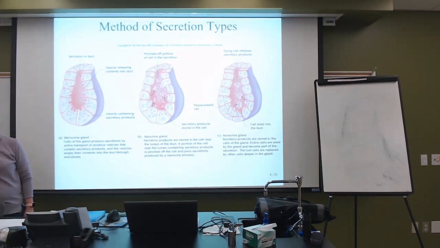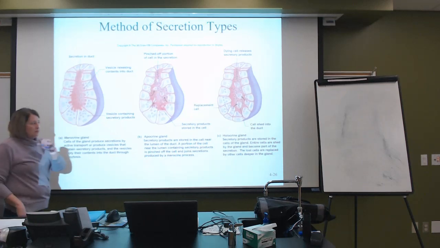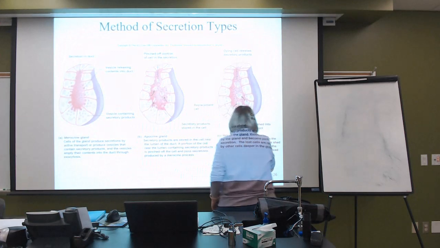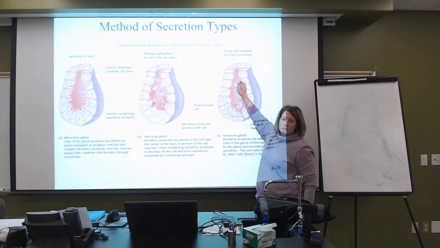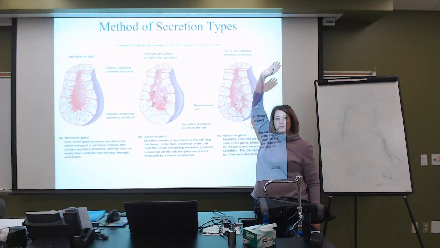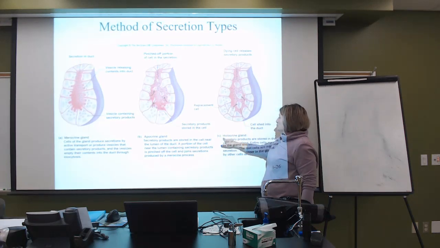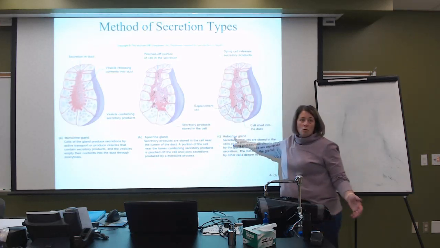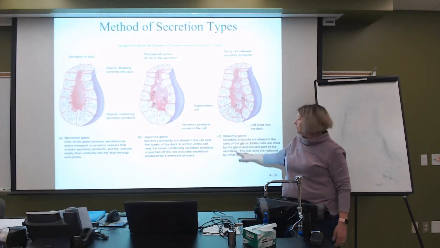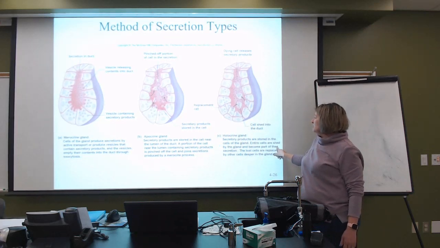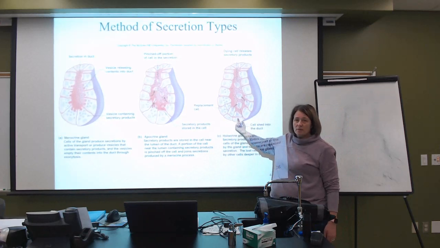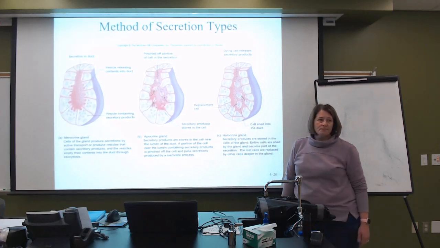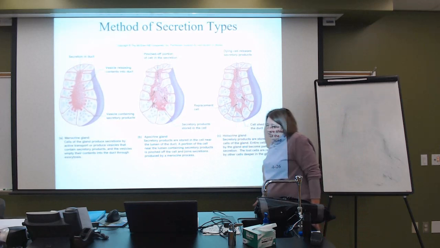It's dead cells. It's the whole cell also. The whole cell is breaking off, disintegrating, products go out. This one is holocrine, whole cells. So basically the entire cells are shed, and then cells are continuously being produced based on epithelia.